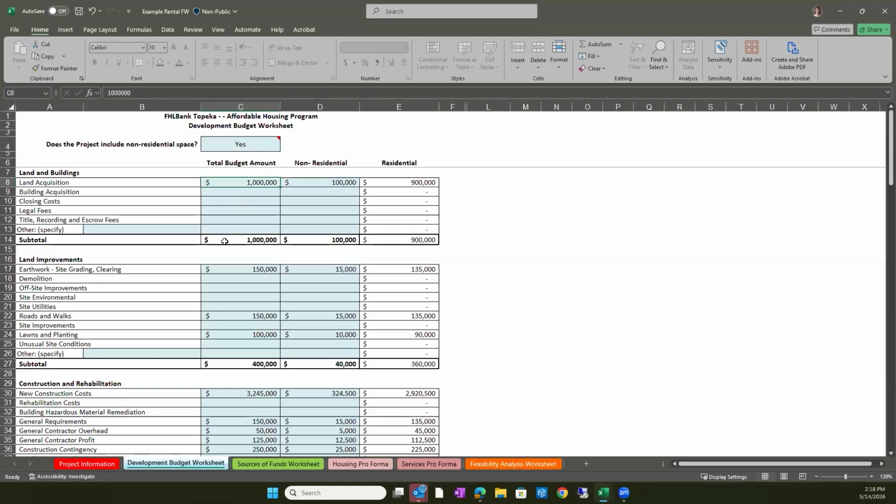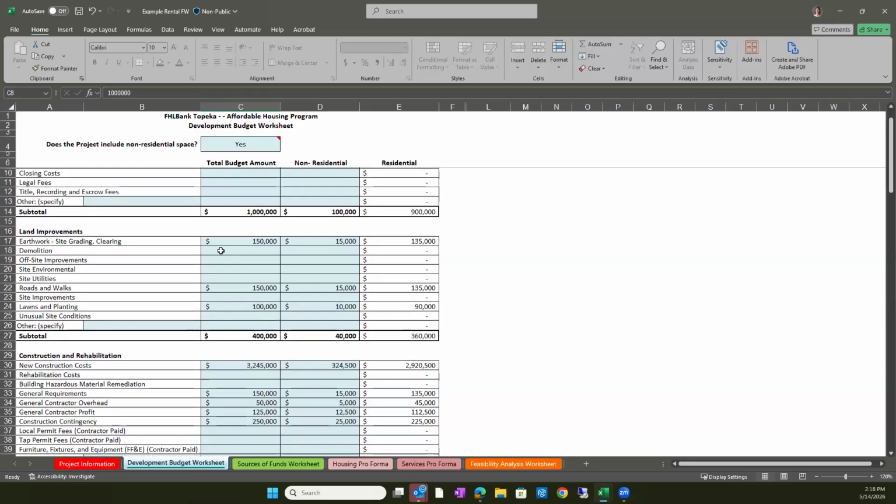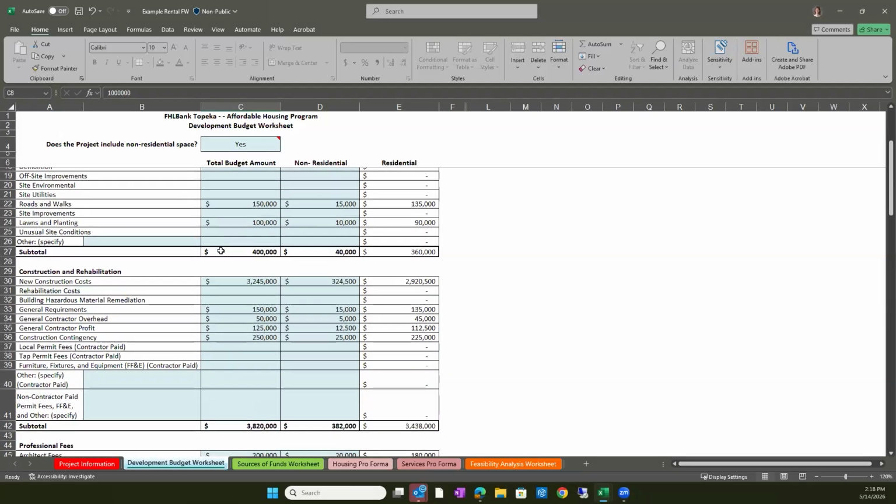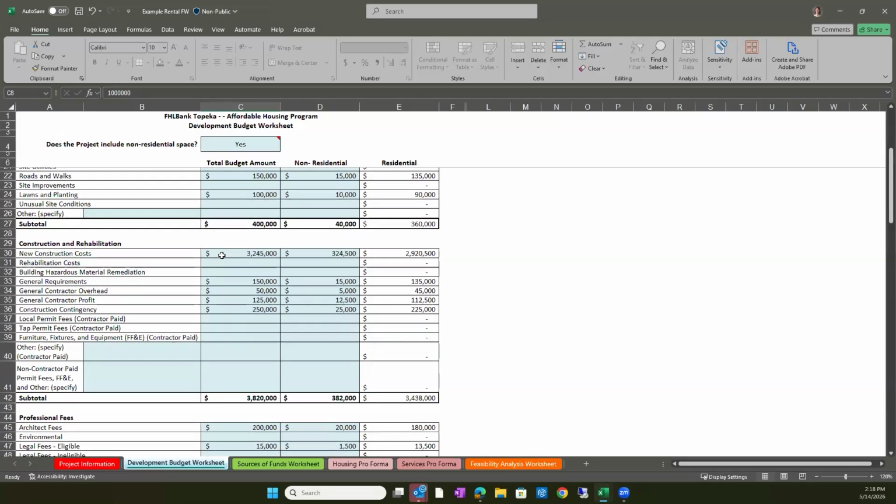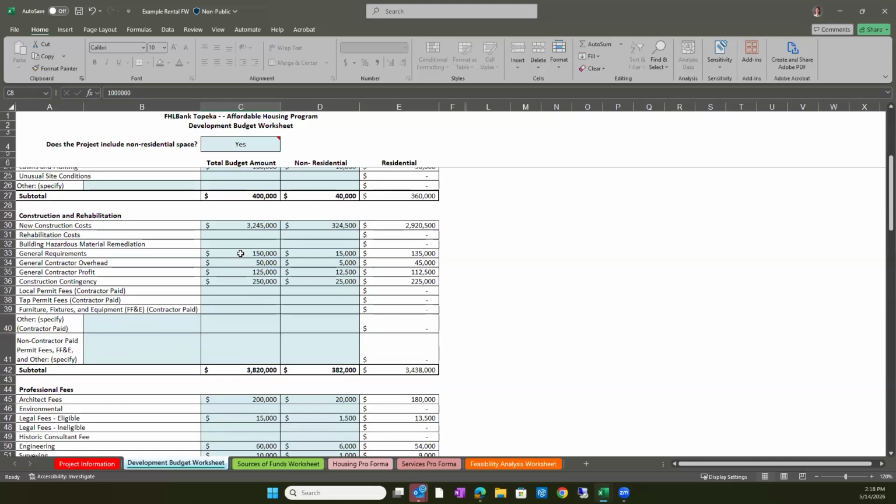Okay. Next, I'm going to skip land improvements and I'm going to go to the construction and rehabilitation section here. The main point I want to make here, so we've got new construction costs as well as rehabilitation costs. So you can break that out based on if you're doing a mix of both or you're doing one or the other. But the main thing I want to point out here is our general contractor fees.